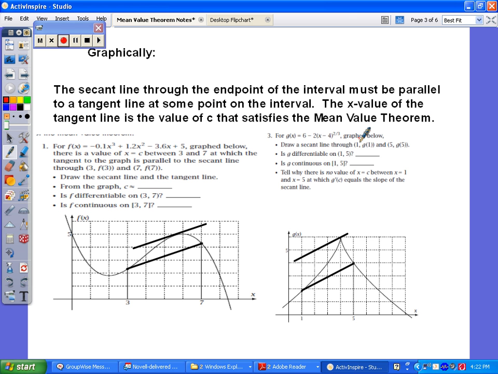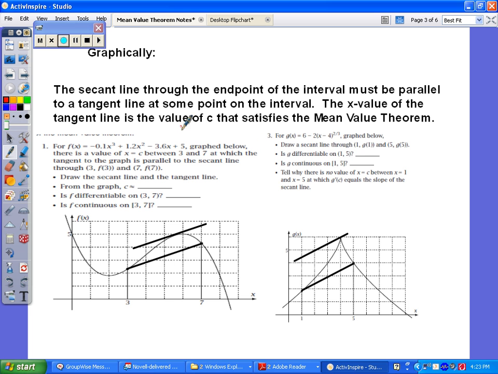So here's the definition graphically. It says the secant line through the endpoints of the interval must be parallel to a tangent line at some point on the interval. And they're parallel because two lines that have the same slope have to be parallel. That's the definition of parallel lines. So we want to figure out why a function has to be continuous and differentiable in order for the mean value theorem to work.